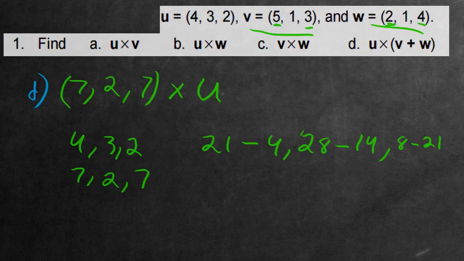Now we do the last step, put brackets on the middle coordinate and put a negative outside. Now we simplify everything. 21 subtract 4 gives us 17, comma, then 28 subtract 14 gives us 14. Multiply by the negative outside, we get negative 14 in there, comma. 8 subtract 21 will give us negative 13. And this is the answer for question D.